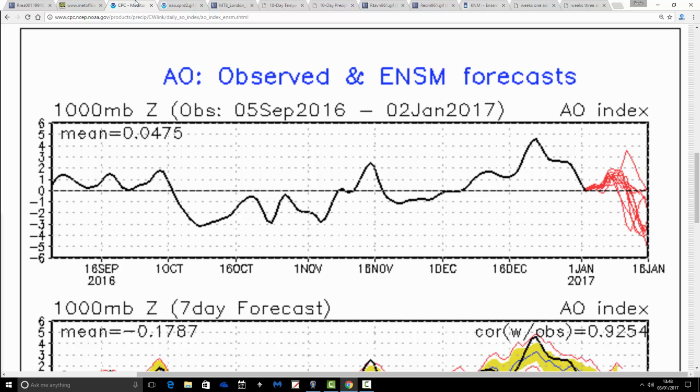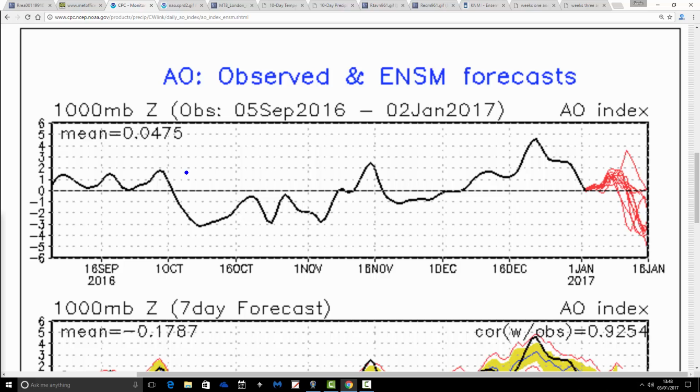This is the Arctic Oscillation observed and forecast chart. Then let's see what's going on with the Arctic Oscillation. Remember, this is an index that's reflecting the state of the atmosphere in the North Pole. It's not driving anything, just telling you what the atmosphere is doing. The black line here tells you where the Arctic Oscillation has been, and the red lines at the end where the GFS ensembles are forecasting the Arctic Oscillation to go.